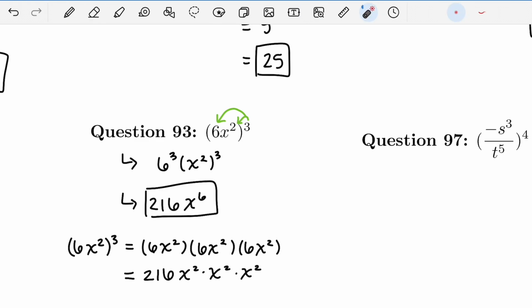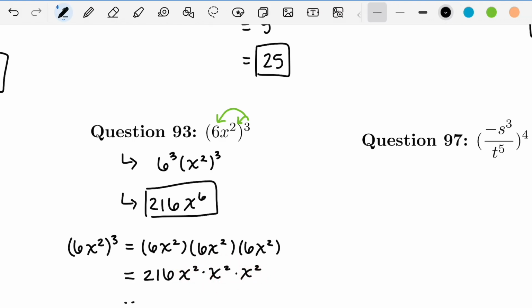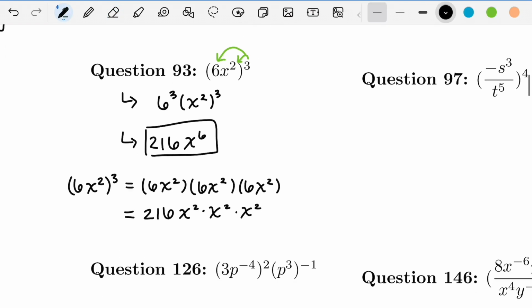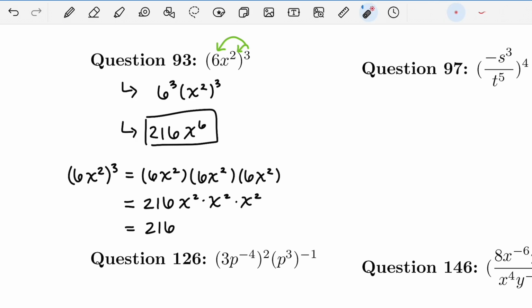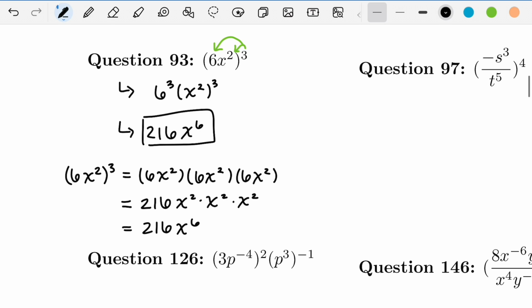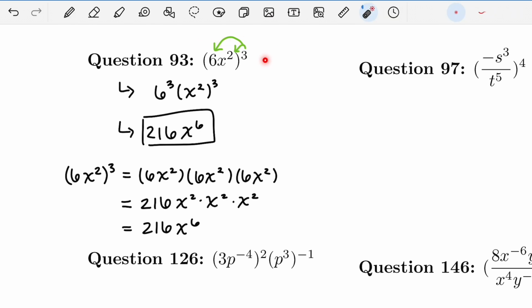Now in this case, we could use our power rule since we have these three exponential expressions with the same bases. So this would be 216 times x to the 2 plus 2 plus 2 power, which is x to the power 6. So using this power rule here is just an easier way to evaluate these types of expressions without having to do it this way.